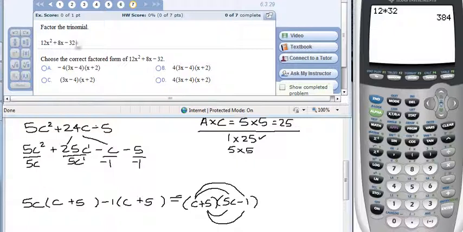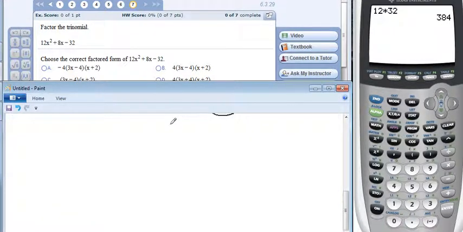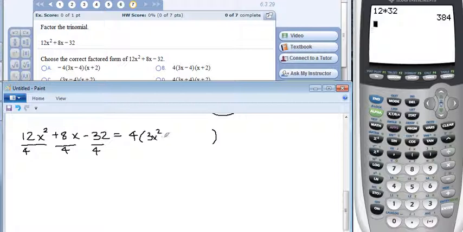Or I could take out a GCF right off the bat. Now I can't take out the whole 12 to make that into an easy one, but I can take out a 4. Because there is a 4 within each one of these. So I can cut down the numbers. So here I have a 3x squared. Here I have, excuse me, 2x. And here I have a negative 8. Now what I can do is I can make factors of 24, which is a lot easier than making factors of 384. Right? I can just work within this.